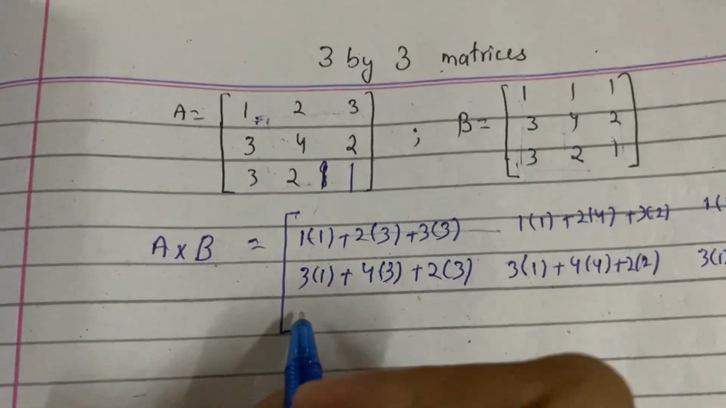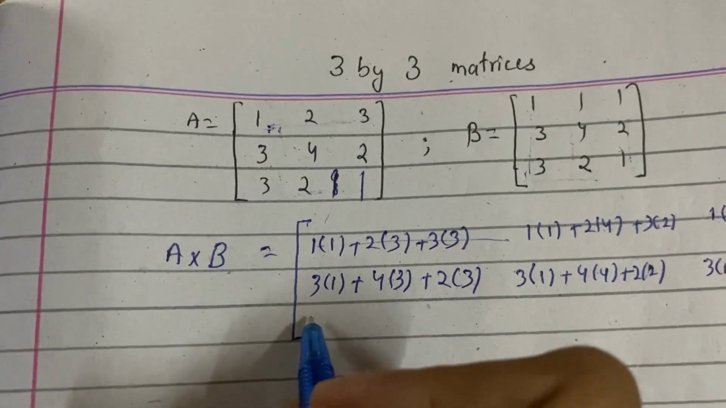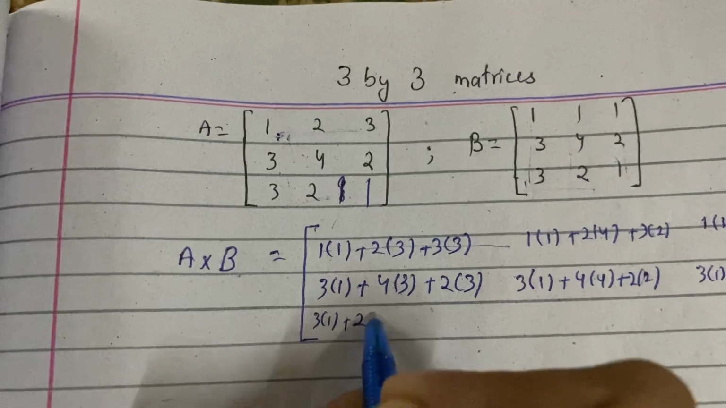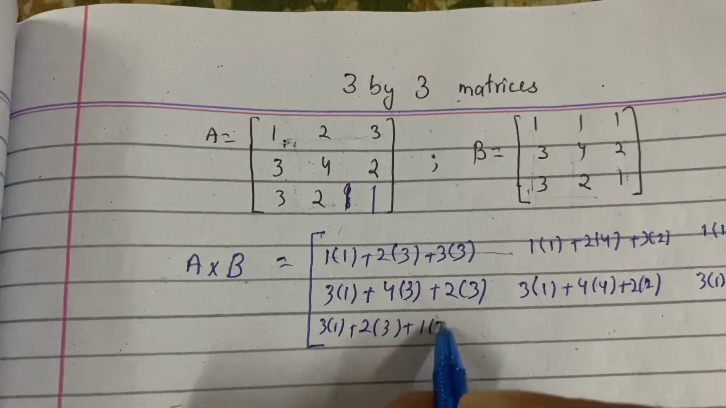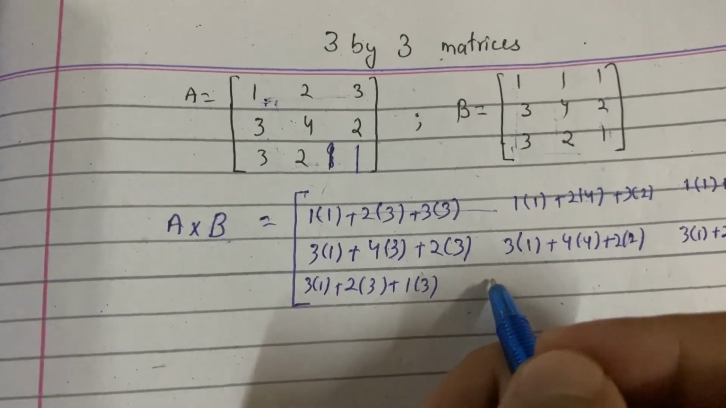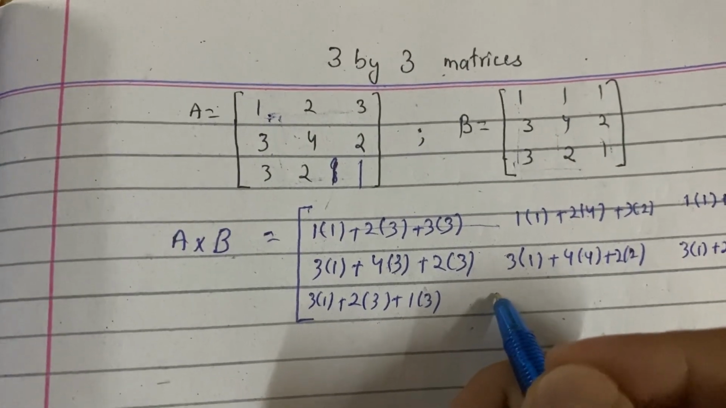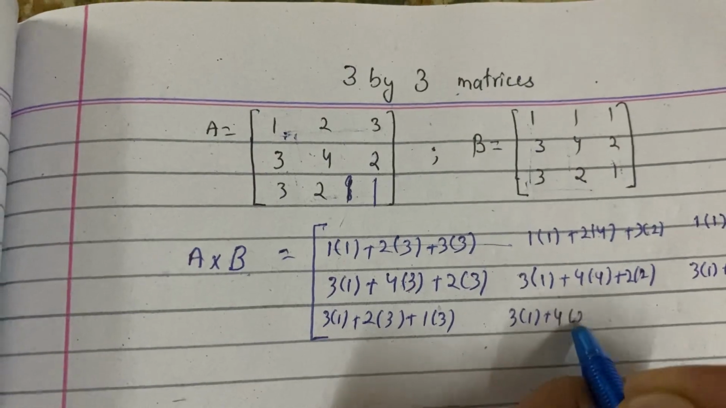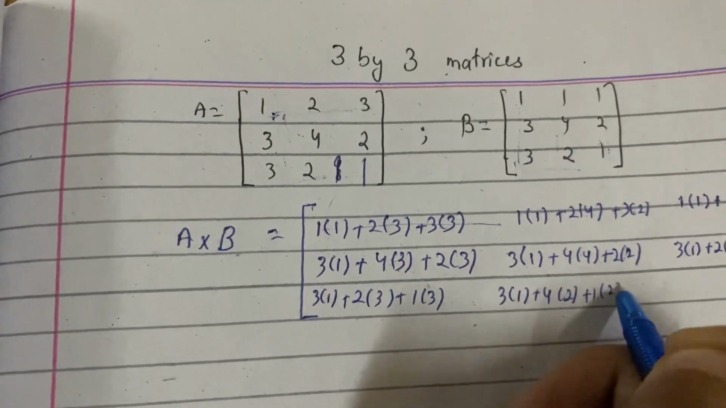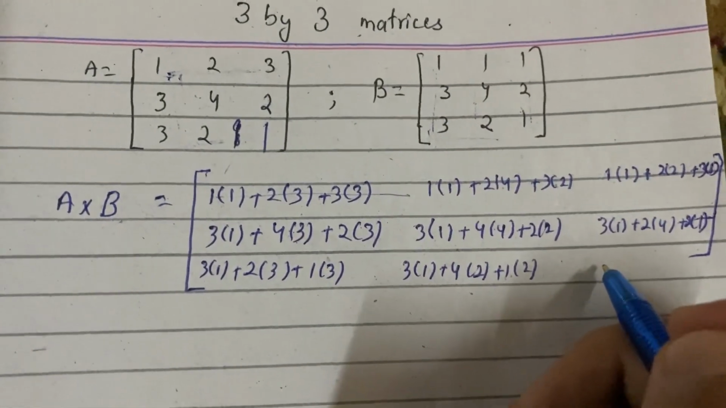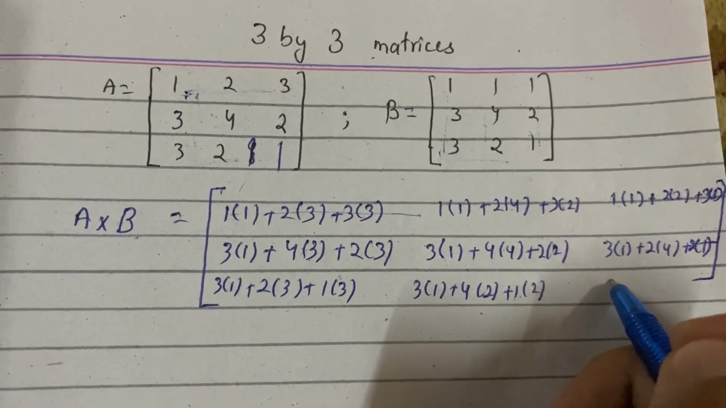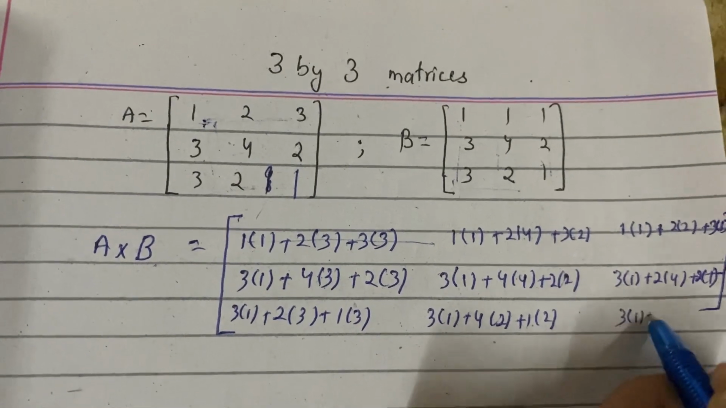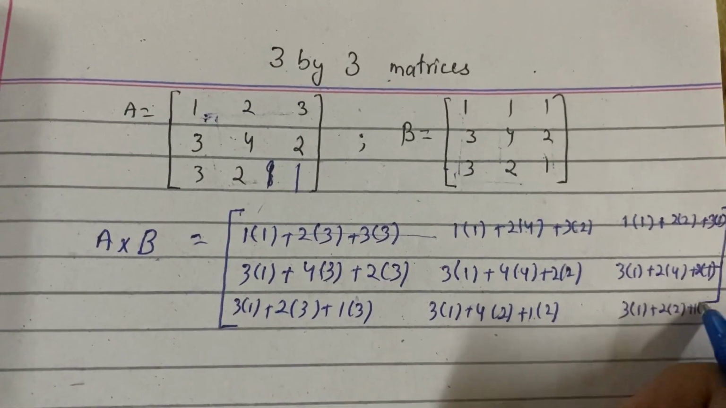So for the third row entries you have to multiply the third row with the first column, 3 into 1 plus 2 into 3 plus 1 into 3. For the second entry you have to multiply the third row with the second column, where 3 into 1 plus 2 into 4 plus 1 into 2. For the third entry you have to multiply the third row with the third column. So 3 into 1 plus 2 into 2 plus 1 into 1.